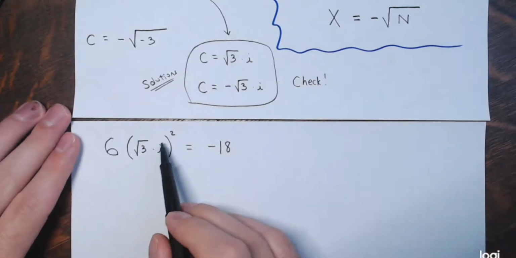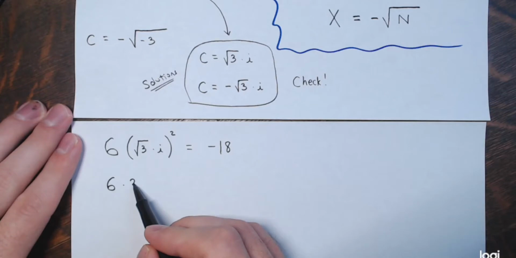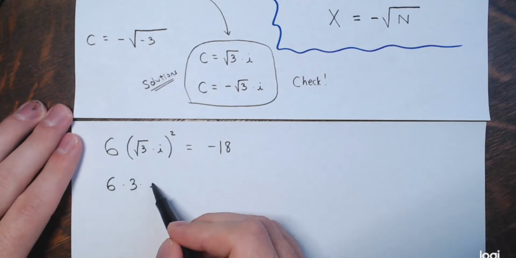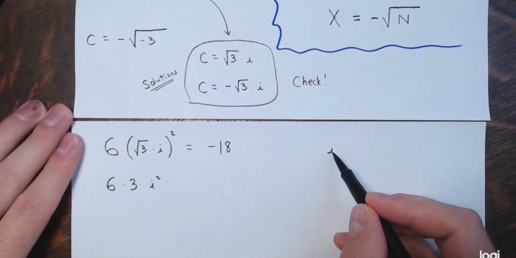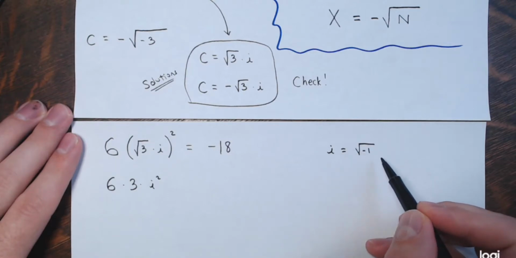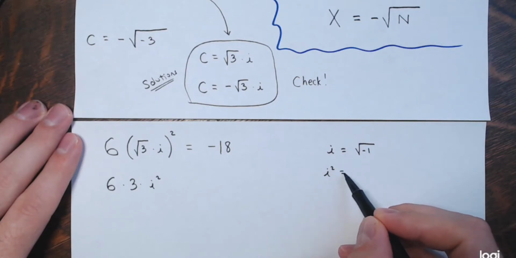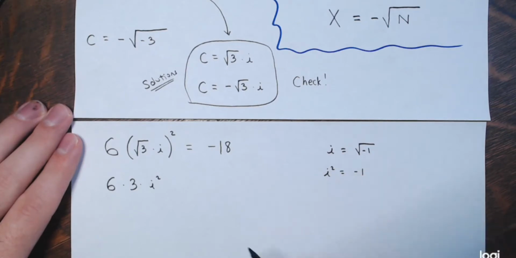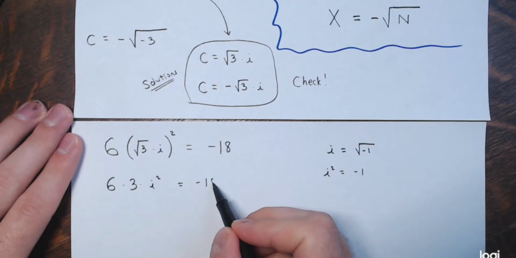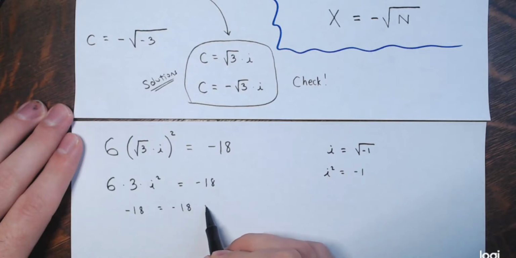If I square this, we have 6 times the square root of 3 squared, which is 3, times i squared. But remember, i is the square root of negative 1, the imaginary unit. So i squared, whenever you see that, is just negative 1. So I have 6 times 3 times negative 1. That is indeed negative 18, and I get negative 18 equals negative 18. It works.